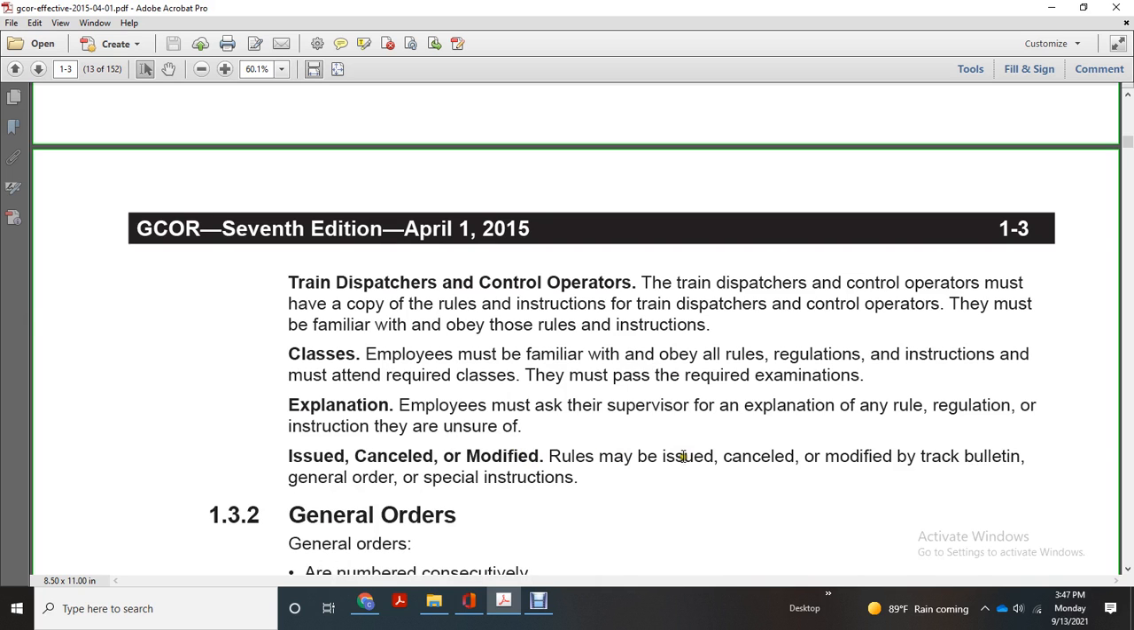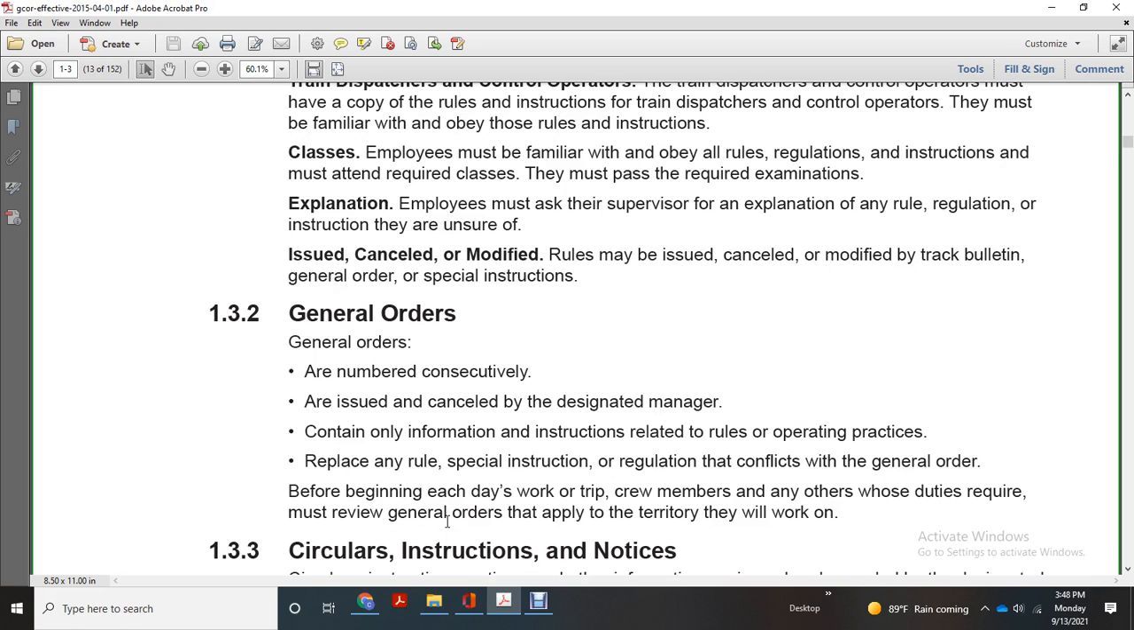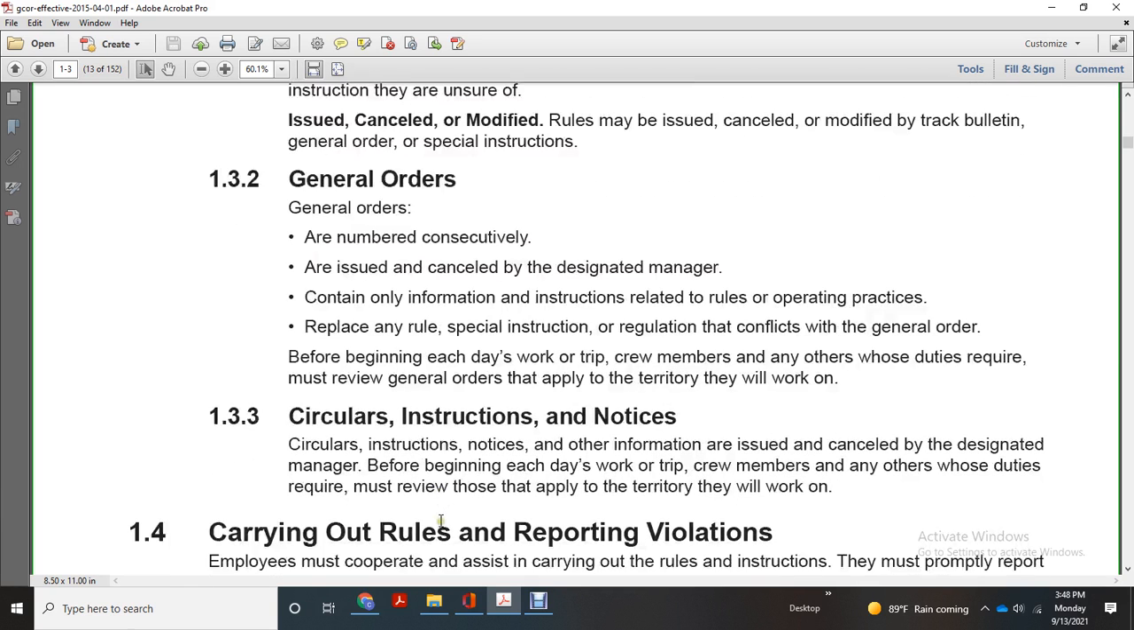Issued or canceled, modified rules. Issued or canceled modified rules will be within general orders. Special instructions: general orders are numbered consecutively and issued or canceled with the designation of the manager to contain information or instruction related to the rules or operating practice for the place. Any special instruction or regulation that conflicts with a general order is superseded. Before beginning each day of work, trip crew members and any others whose duties require it must review the general orders that apply to the territory they work on. Circular instructions and notices: circular instructions and other information issued or canceled by the designated manager must be reviewed by those whose duties require it, before beginning each work day, as they apply to the territory they will work on.